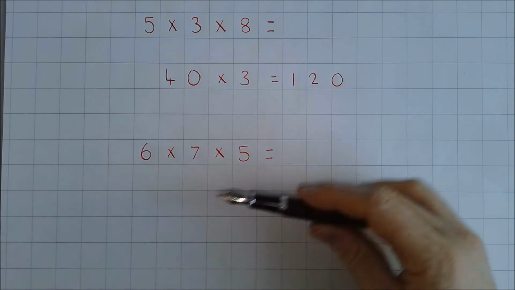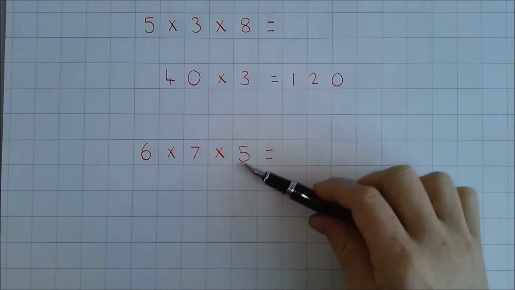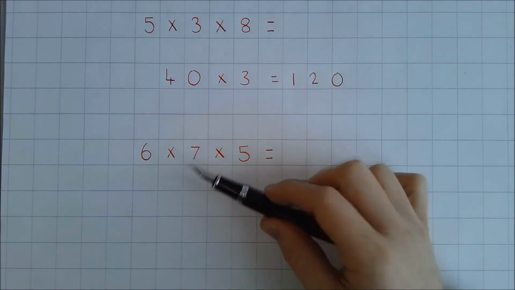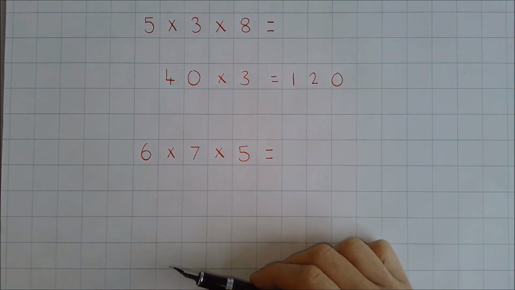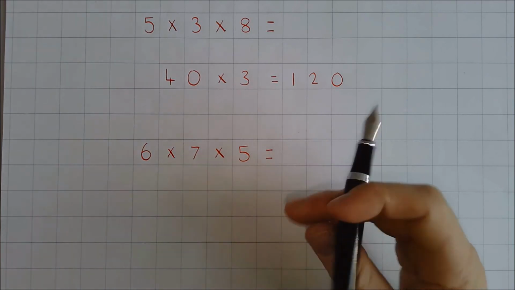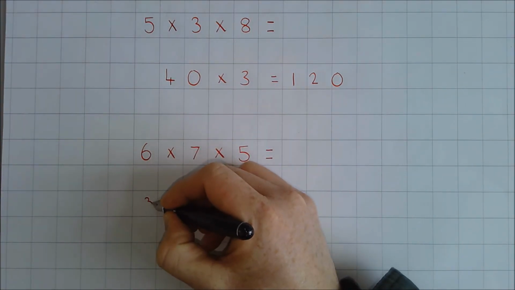So I'm looking to make some nice easy round numbers. I know that 6 times 5 would give me 30, 6 times 7 would give me 42, 5 times 7 would give me 35. So I like the idea of working with 30, so I'm going to do 6 times 5. 6 times 5 is 30.